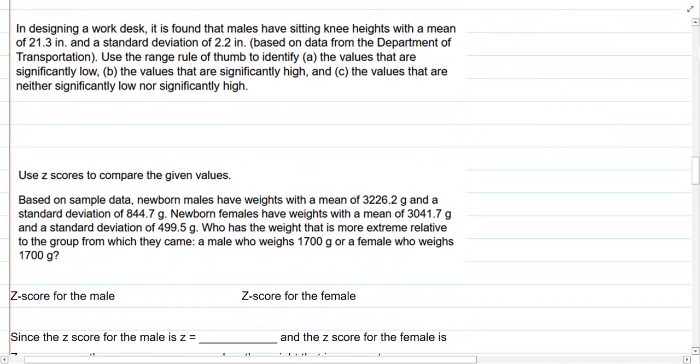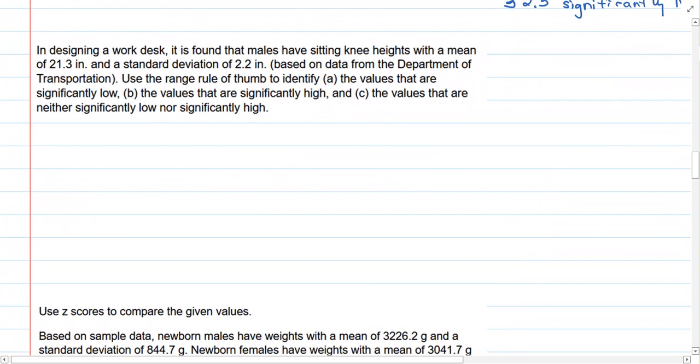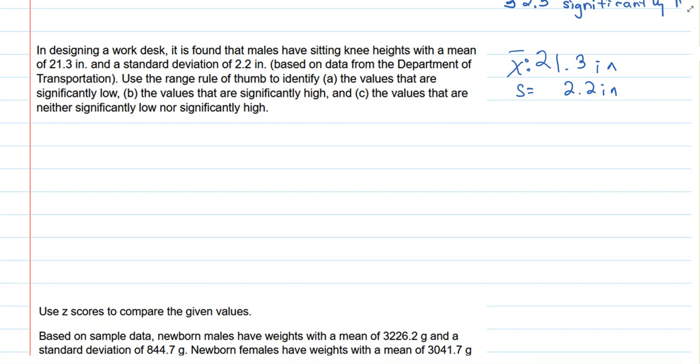All right, let's look at another one. These go fast. I talk too much, I know. In designing a work desk, it is found that males have a sitting knee height with a mean of 21.3 inches, and a standard deviation of 2.2 inches based on the data from the Department of Transportation. Use the range rule of thumb to identify the values that are significantly low.